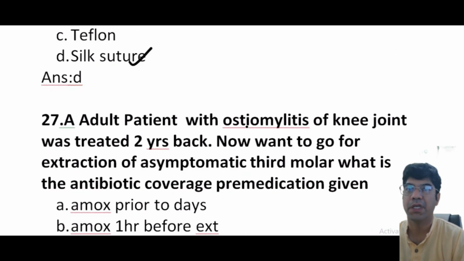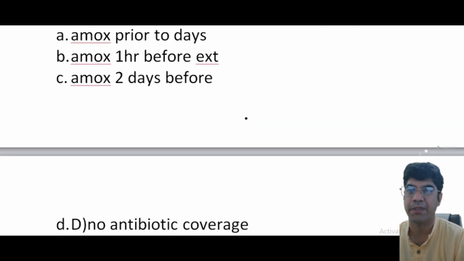Coming to the next question, an adult patient with osteomyelitis of the knee joint, treated 2 years back, now wants to go for extraction of an asymptomatic third molar. What antibiotic coverage or pre-medication is given? So the answer is no antibiotic coverage is given.